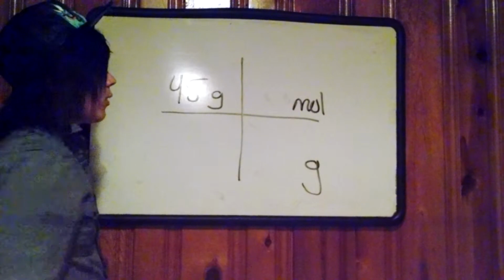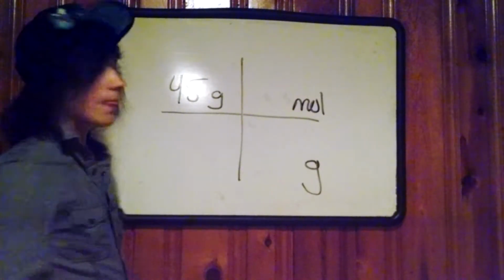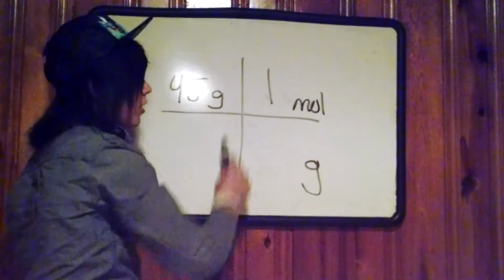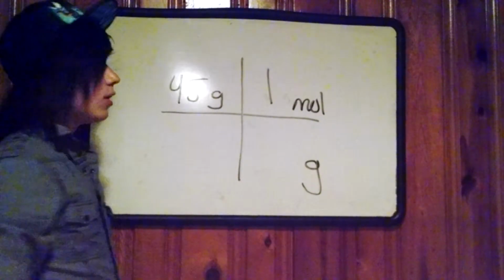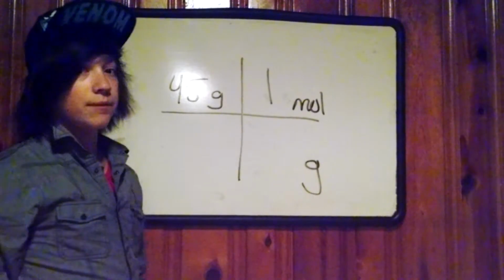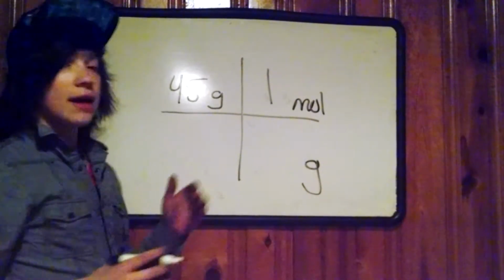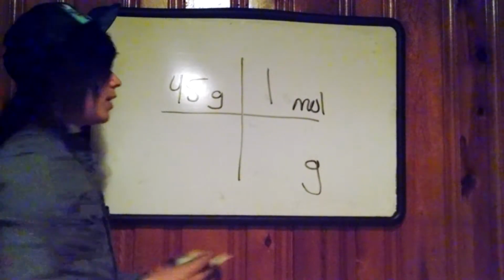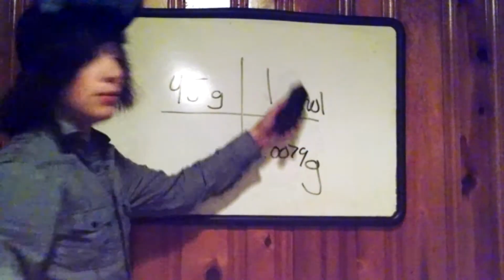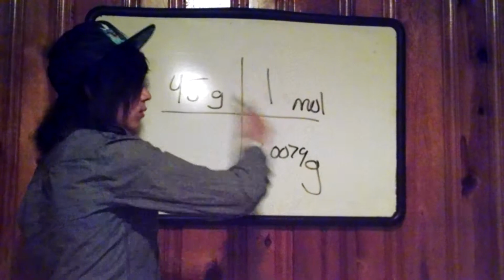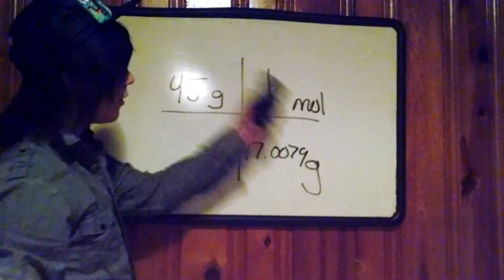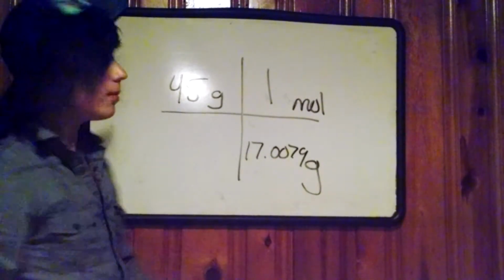What goes here, you might ask? Well, easy. Since we're converting to moles, we want to start with 1 mole. So for every 1 mole, there's a certain amount of grams of nitrogen. So in order to find how many grams are in 1 mole of nitrogen, we go to our periodic table. We find nitrogen, and we find that the atomic mass of nitrogen is 17.0079 grams per mole. So for every 1 mole, there's 17.0079 grams of nitrogen. So now that we have all the spots filled out that we need to fill out, we can solve the problem.